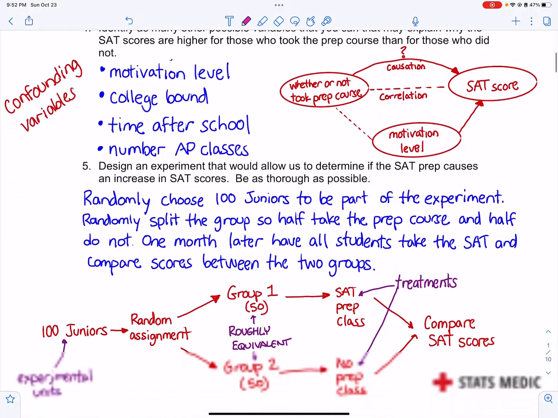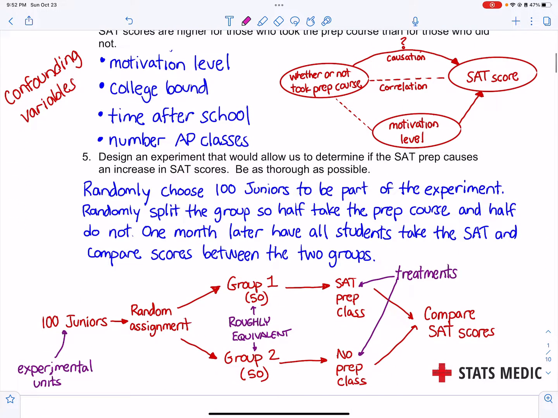So design an experiment. I'm going to show you two ways to design the experiment. You could write it out the way I wrote it out in blue, or you could do a design, and either one would be 100% correct and full credit as long as you wrote everything in it here.